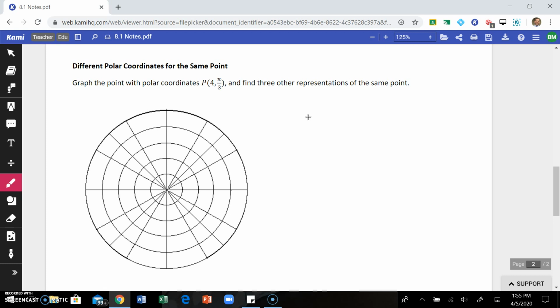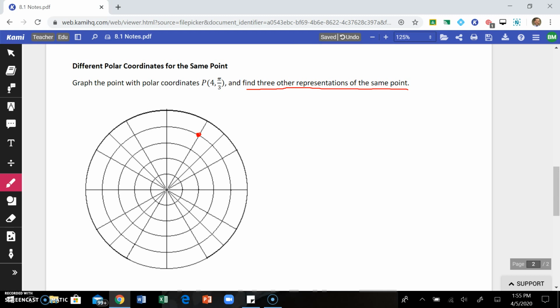In polar coordinates, because you know things like coterminal angles, and now that we know how negative r's affect things, we can actually end up in the same exact location using a lot of different coordinate points. So I'm going to go ahead and plot the point 4 comma pi over 3, which is right here. Okay, so that's on the 4th ring at the angle pi over 3. The question is, it wants us to find 3 other representations of that same point.